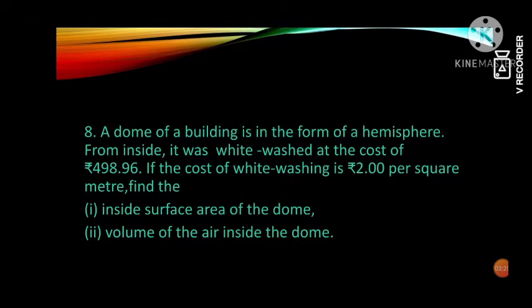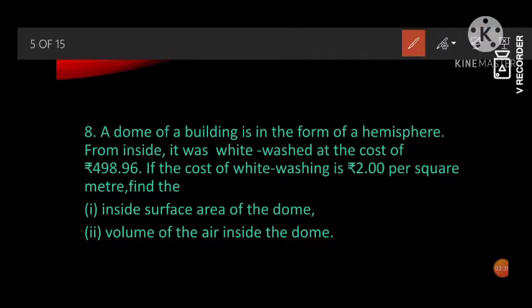Now let us see sum number 8. A dome of a building is in the form of a hemisphere. From inside it was whitewashed at the cost of rupees 498.96. If the cost of whitewashing is rupees 2 per square meter, find the inside surface area of the dome.